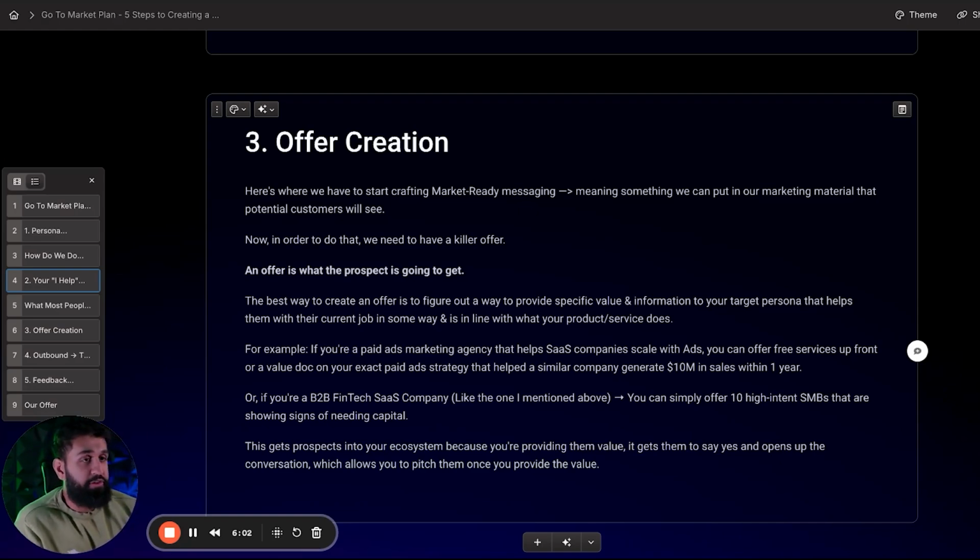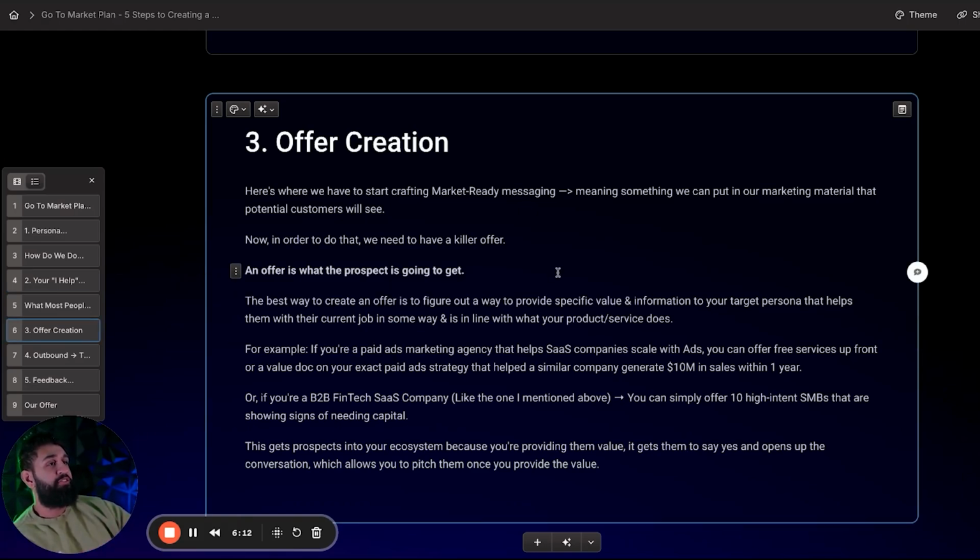Now, what is an offer? Simply put, an offer is what the prospect is going to receive. What are they going to get? Okay. Now, the best way to create an offer is to figure out a way to provide specific value and information to your target persona that actually helps them with their current job in some way, and it's in line with what your product or service does.